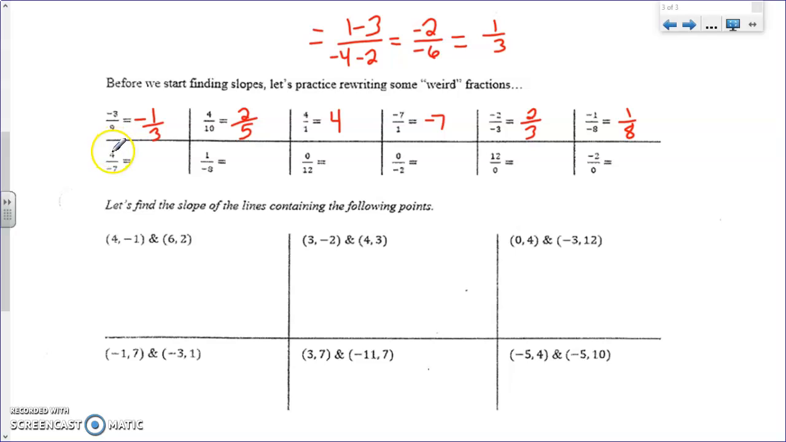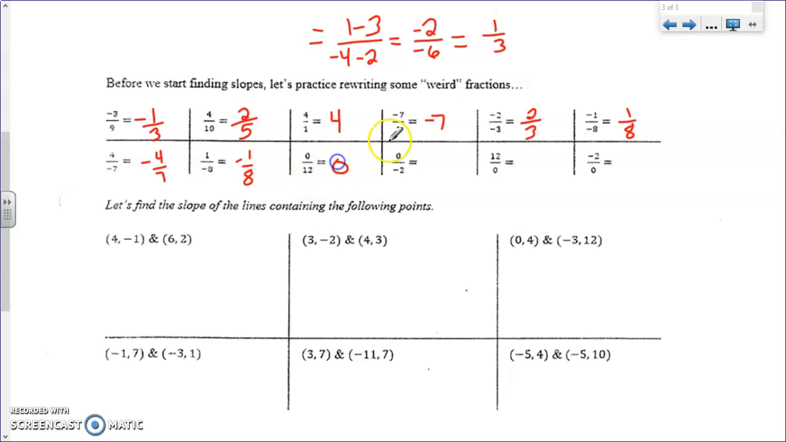All right, what's a negative divided by a positive, or a positive divided by a negative here? Negative, and then 4 over 7. So if one part of the fraction is negative, the entire fraction is negative. All right, here would be negative 1/8.